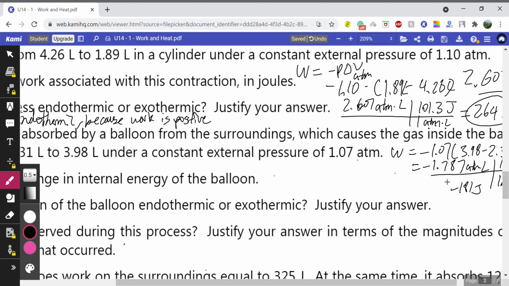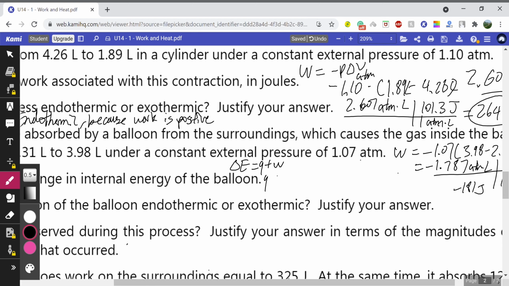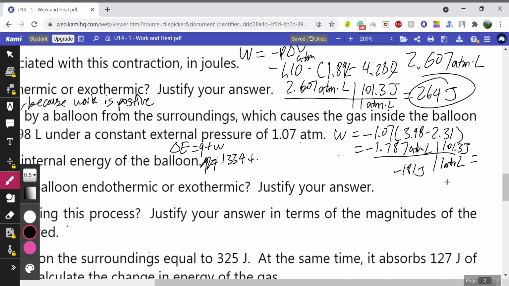Now calculate the change in internal energy. Delta E is equal to Q plus W. So what is our Q? It says 1,354 joules of heat is absorbed. So that means it's a positive Q of 1,354. And then we add our work, which is negative 181. Because both of these are in joules, 1354 minus 181 joules, we'll get an answer of 1173.